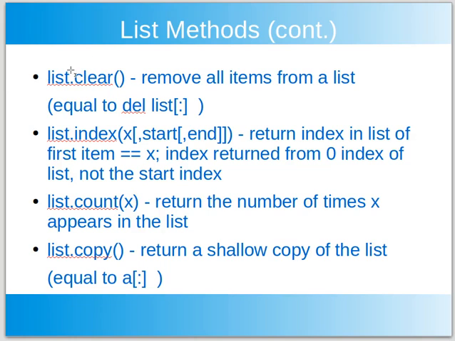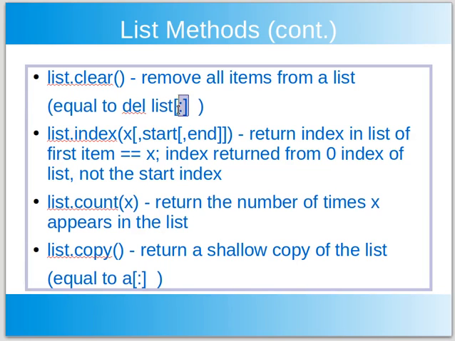List methods continued. List.clear, remove all items from a list, equal to what we just saw with del. List.index x, optional start, optional end, return the index in the list of the first item equal to x. Index returned is from the 0 index of the list, not the start index.